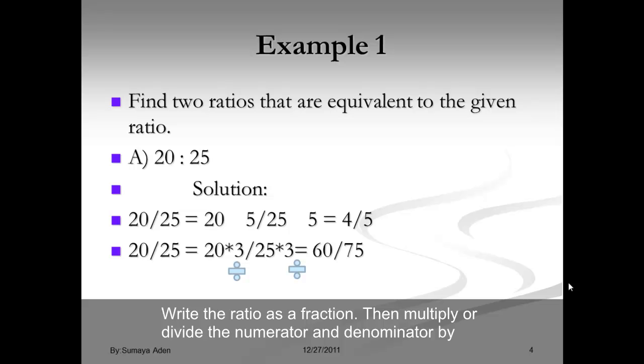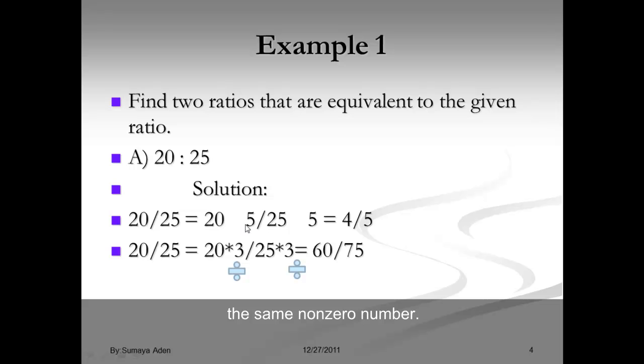Example 1. Find two ratios that are equivalent to a given ratio. A. 20 to 25. Solution. Write the ratio and multiply or divide the numerator and denominator by the same non-zero number. 20 over 25 equals 20 divided by 5 over 25 divided by 5, which equals 4 over 5. 20 over 25 equals 20 times 3 over 25 times 3, which equals 60 over 75.